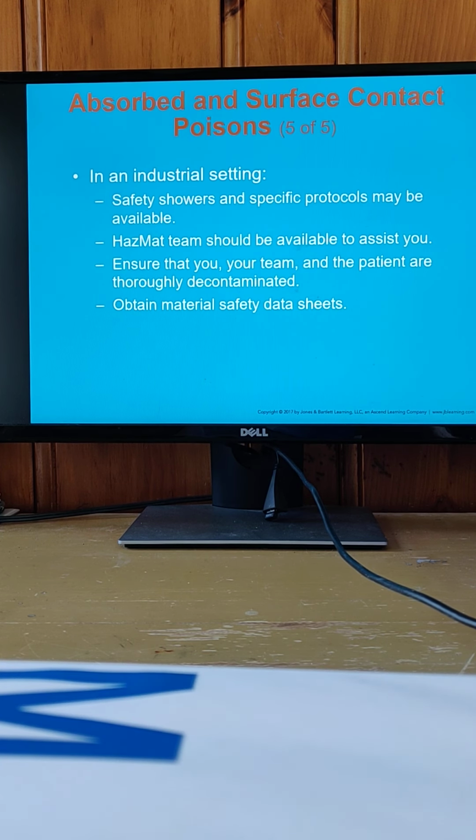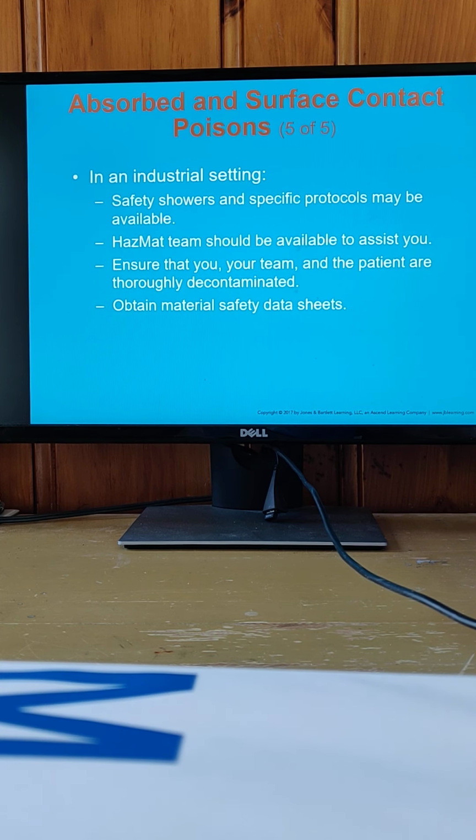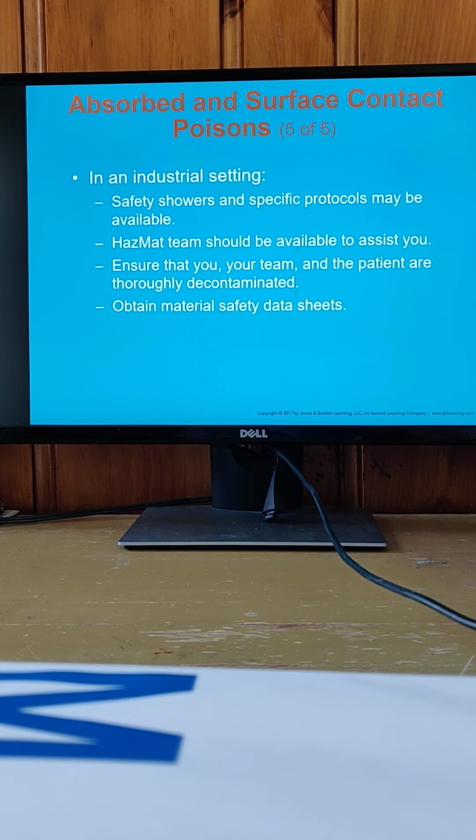Okay? As for an industrial setting, safety showers and specific protocols may be available. Hazmat team should be available to assist you. Ensure that you, your team, and the patient are thoroughly decontaminated, and obtain material safety data sheets. MSDS sheets, material safety data sheets.